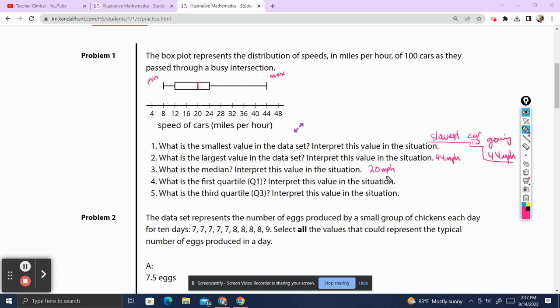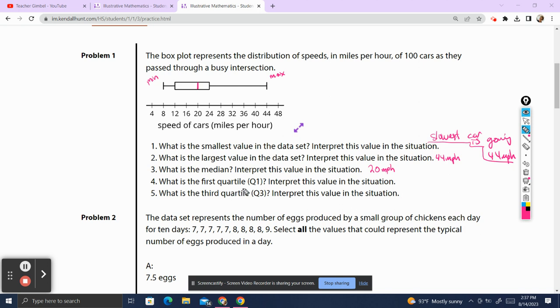Now, the median represents, as you heard in my last video, the middle value, which means that 50% of the data is below that value and 50% of the data is above that value. So what we know is that half of the cars, 50% of the cars, are going somewhere between 8 and 20 miles per hour, and the other half of the cars are going somewhere between 20 and 44 miles per hour. So the 20 represents that middle value where half the data is below and half the data is above.